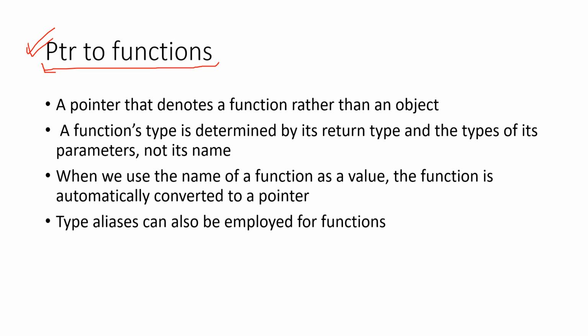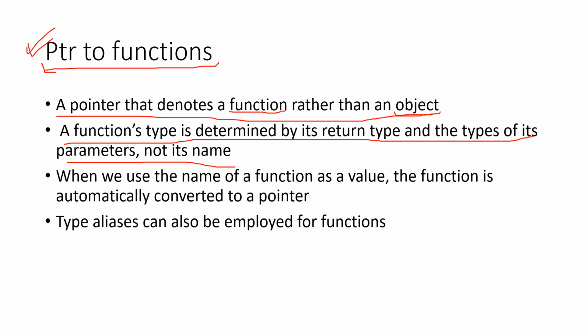So, a pointer that denotes a function rather than an object. The pointer to a function denotes your function, instead of denoting an object. All the pointers that you have seen till now denote an object, not a function. But this type of pointer would denote a function, not an object. A function's type is determined by its return type and the type of its parameters, not its name. So this is also basic.